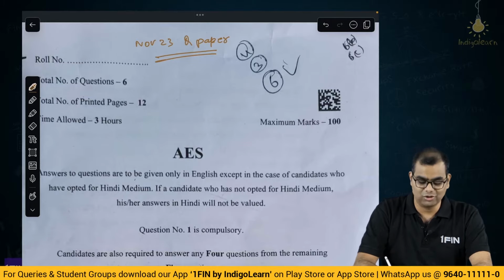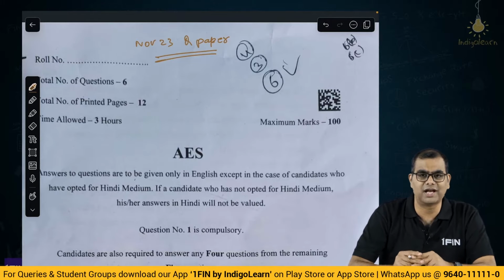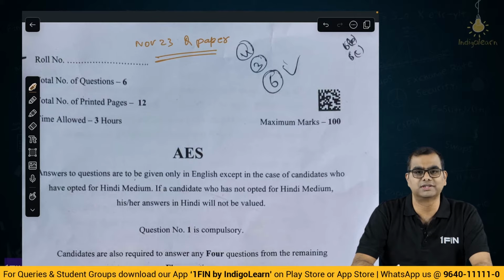Hello friends, so there's a lot of action going on in the last few days with respect to the CA Final AFM November 23 paper. I will not take names of faculty because I don't think it is fair and ethical. But I definitely believe that there is some clarity that students require, which from my perspective, whatever I can provide.